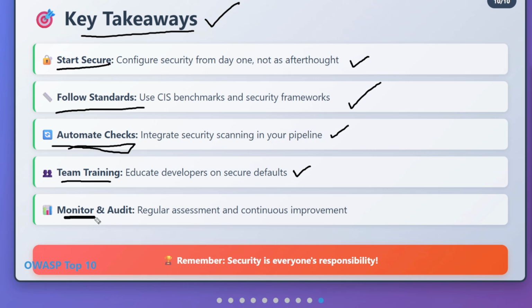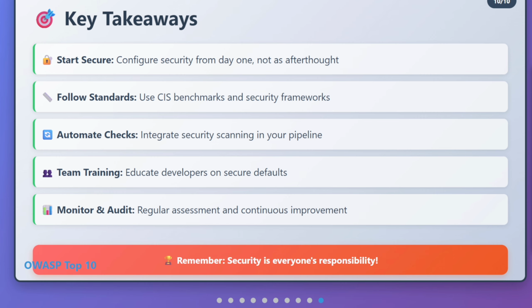And the next point was monitor and audit. As already discussed, we need to make sure regular assessment and continuous improvement are maintained. So we need to monitor container behavior, configuration audits need to be done, we need to update the policies regularly, and we need to stay up to date with the threats, vulnerabilities, and patches released in the latest releases. So yeah, these are the points which we wanted to cover in this video.